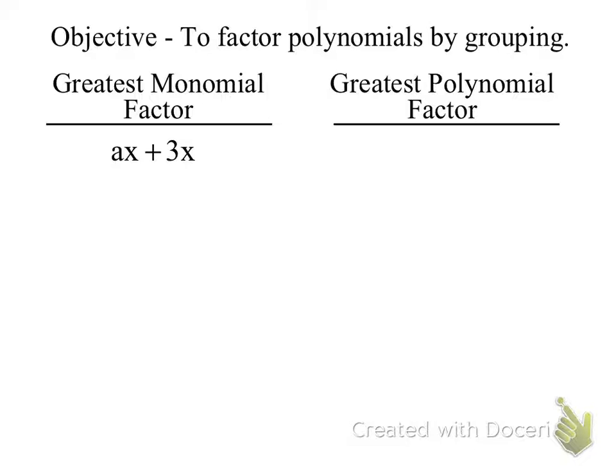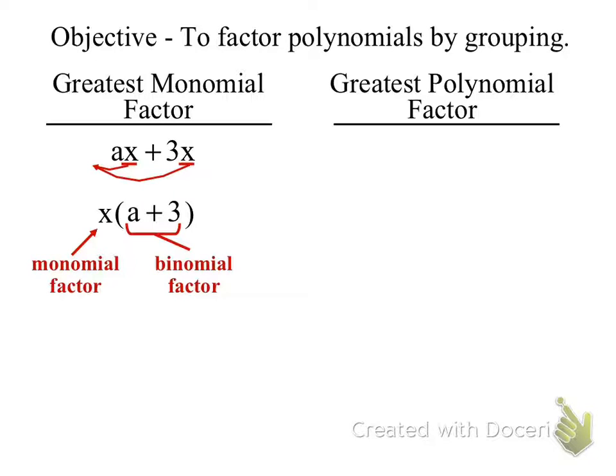So, when I have a binomial, what's the GCF? Yep, McKenna? X, and so if you factor it, what would it be? The x times the quantity of a plus 3. Right, and when I factor out that x, that's called the greatest monomial factor. It's one term that I'm factoring out.